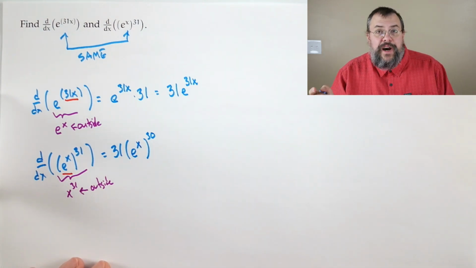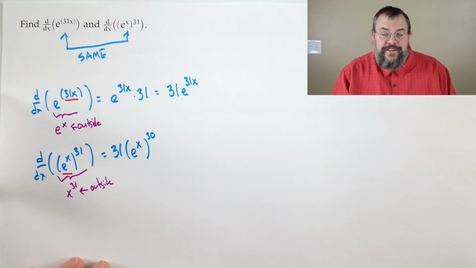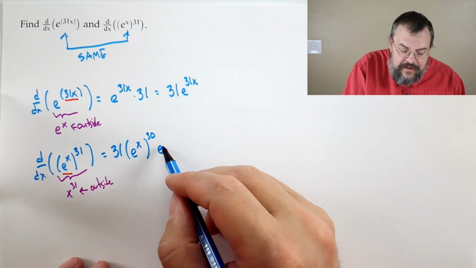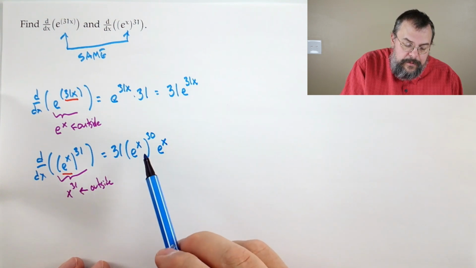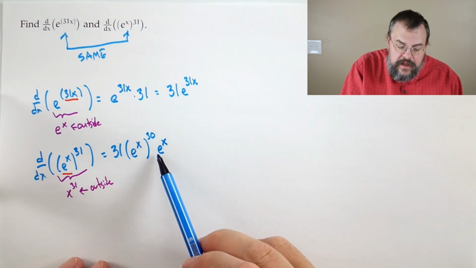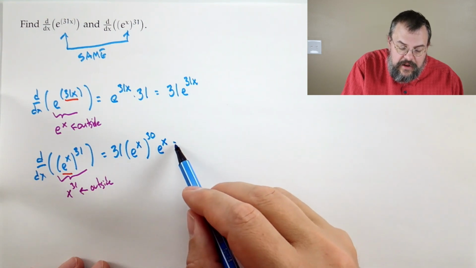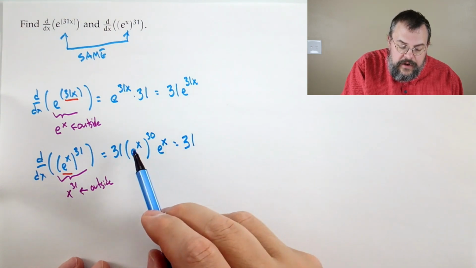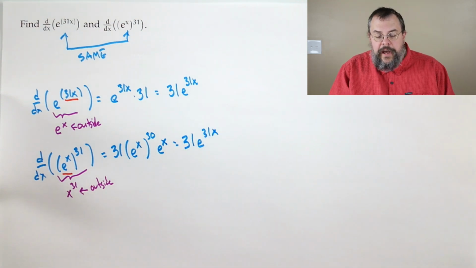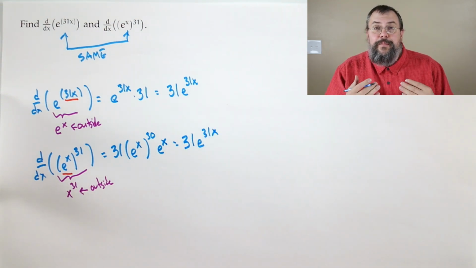Then we times it by the derivative of e to the x. The derivative of e to the x is e to the x because we're timesing by the derivative of the inside. Now, notice how much do we have? We have e to the 30x, e to the x, and so if we put that together, we'll have 30x plus x, or 31x. And lo and behold, they match.